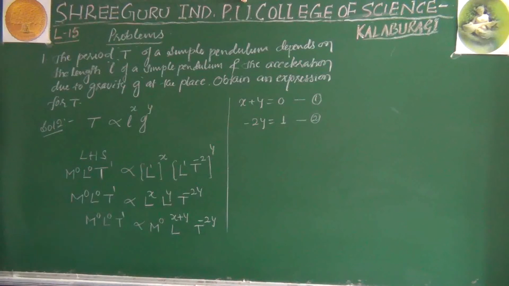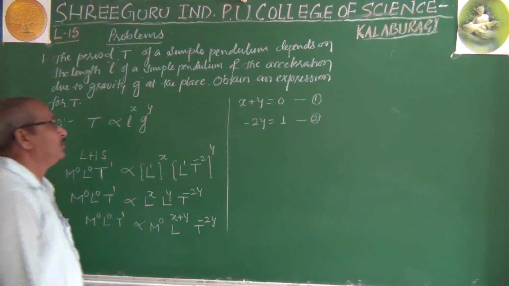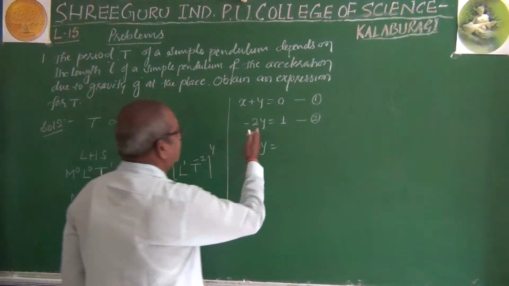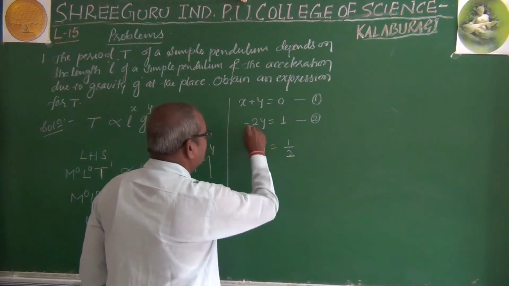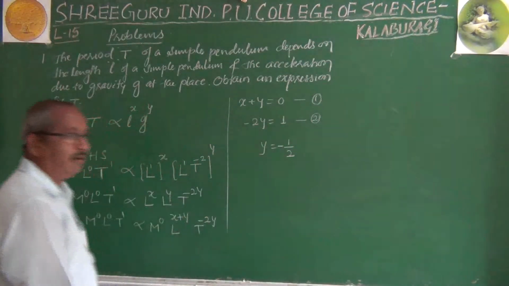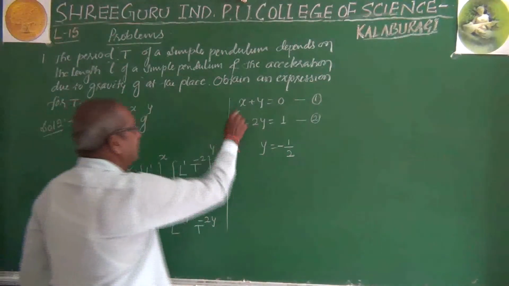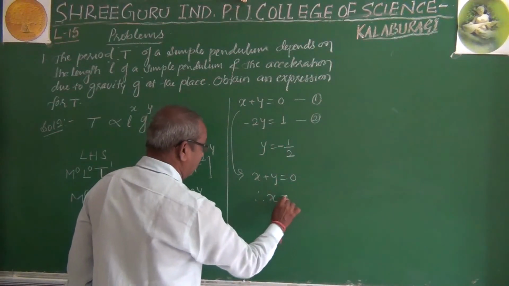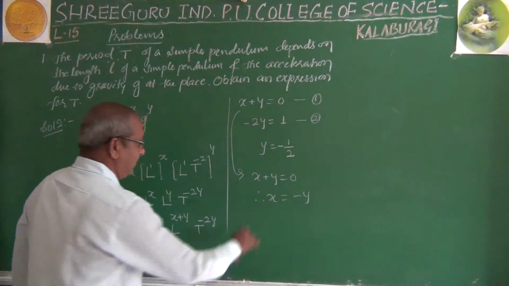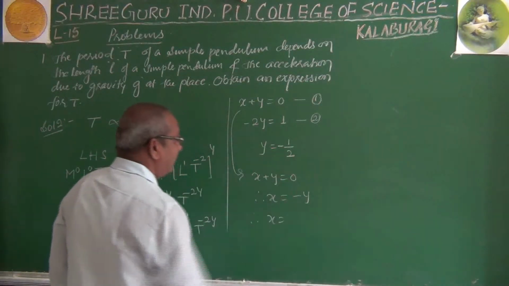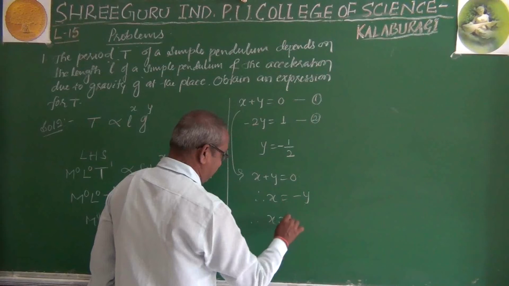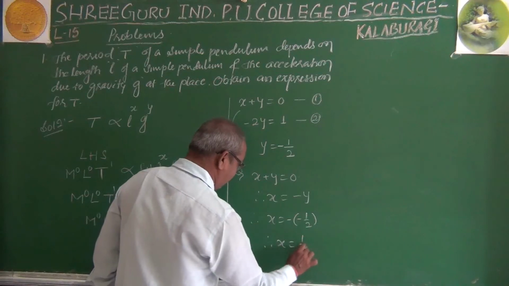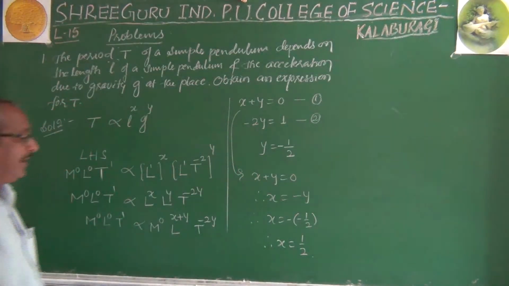Now by using these two equations we have to get the values of x and y. By basic mathematics, we get y equal to 1 by 2 with a negative sign, so we got the value of y. Now using the equation x plus y equal to 0, x equal to minus y. The y value is minus 1 by 2, so minus of minus 1 by 2. Therefore x equal to 1 by 2. So we got the values of x and y.